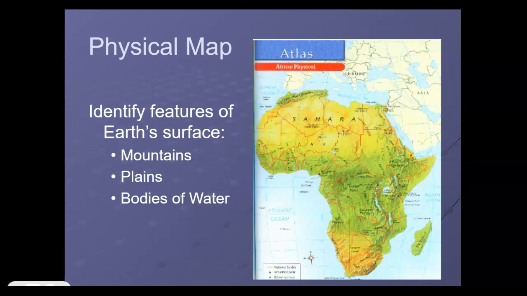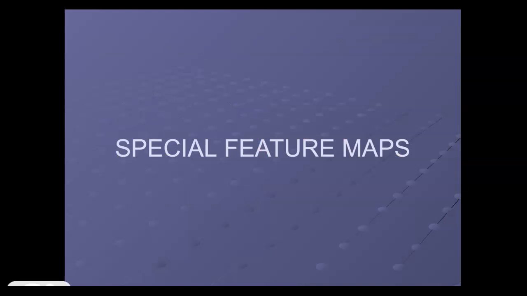Okay, turn your notes over and we'll talk about physical maps. So physical maps help us to do a few things. It's really identifying features of the Earth's surface, bodies of water, plains, mountains. So you've got those down as examples. Here on again our map of Africa, you can see the Sahara Desert, so that's a big physical feature. We can see the Atlantic Ocean, which is a body of water. So that's what physical maps tell us.